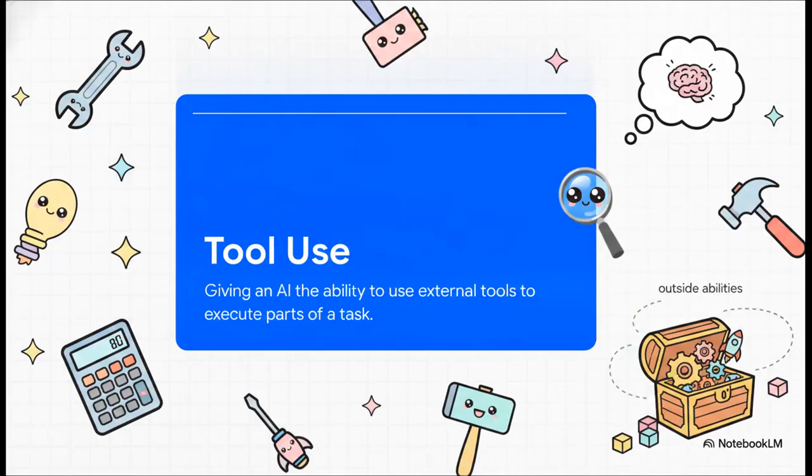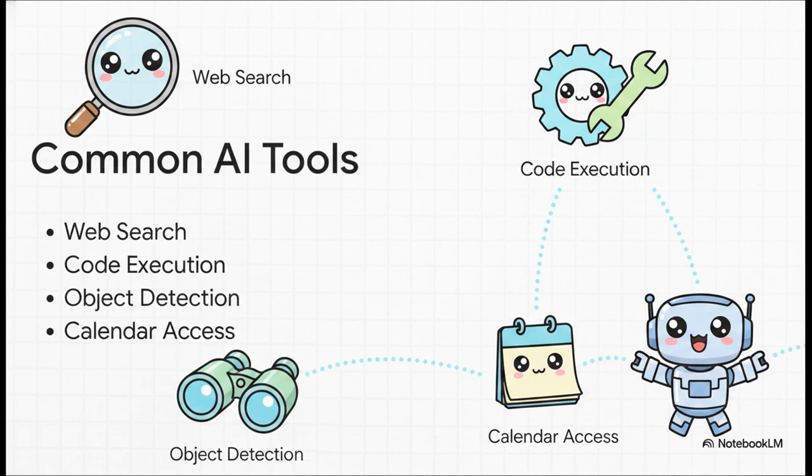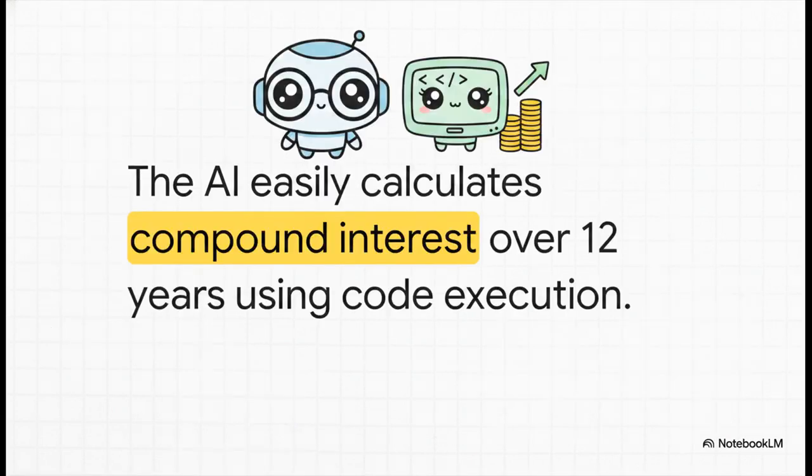Next up is tool use. This gives our AI specialized outside abilities that go way beyond just text. Giving an AI access to things like web search or a calendar, it dramatically expands what it can do. Instead of guessing the math, it grabs a code execution tool to perfectly calculate your compound interest.